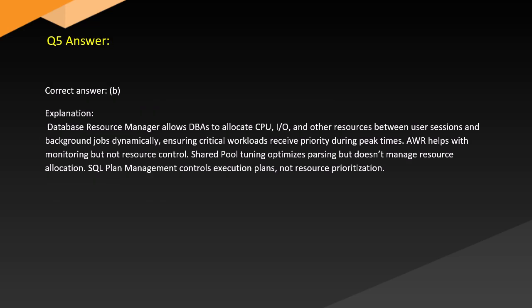Answer. Correct answer, B. Explanation. Database Resource Manager allows DBAs to allocate CPU and other resources between user sessions and background jobs dynamically, ensuring critical workloads receive priority during peak times.